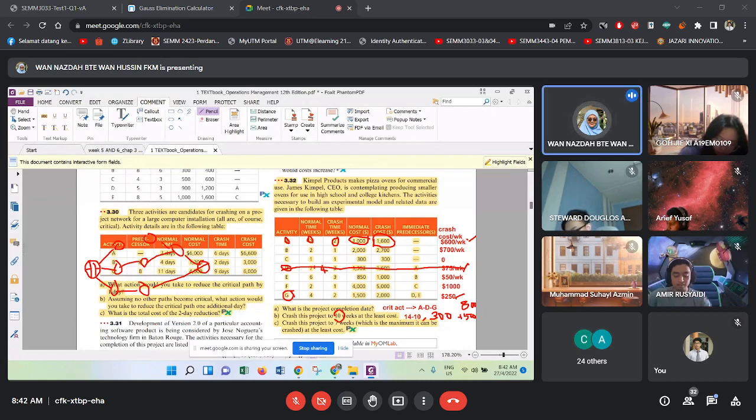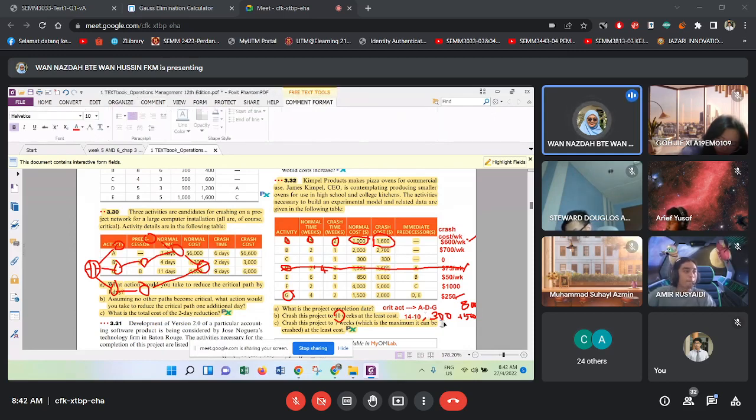So kamu ada dua route lah. So now you have two routes for critical activities, which is A, D, and G, dan B, E, dan G. Okay, so this is very important for you to take note the critical activities.